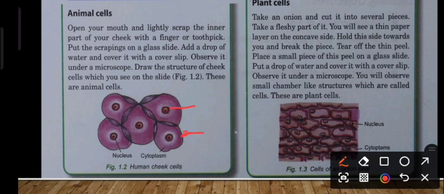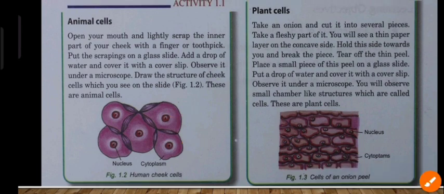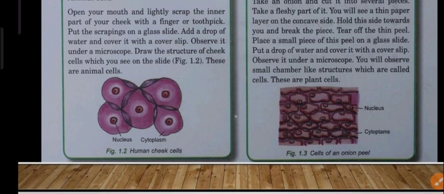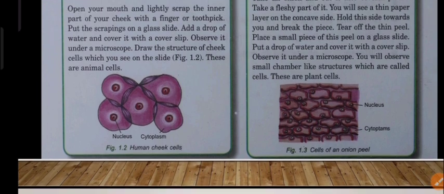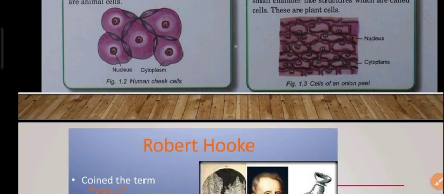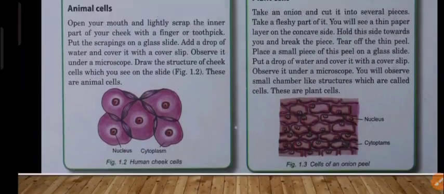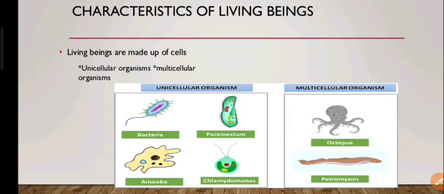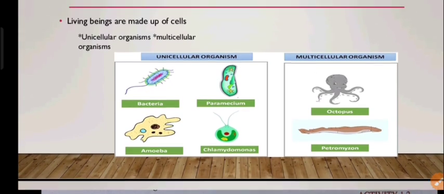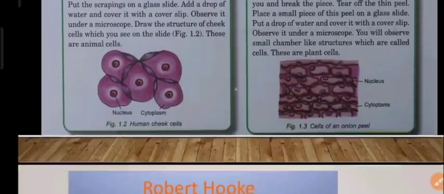If you want to see a plant cell, take an onion, peel out the inner part of the onion and examine it under the microscope. There you can see compartments, rectangular in shape; these are cells. Inside there are many cell organelles present, which perform particular functions. Okay, understand? This is all about the characteristics. The first characteristic is that living beings are made up of cells.